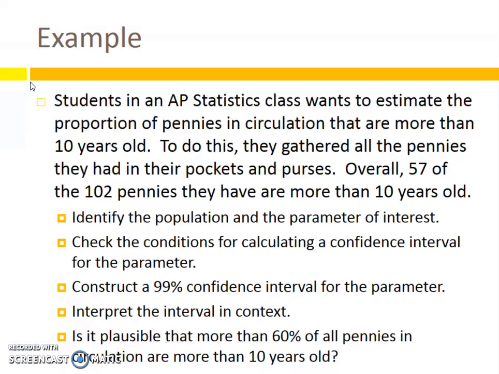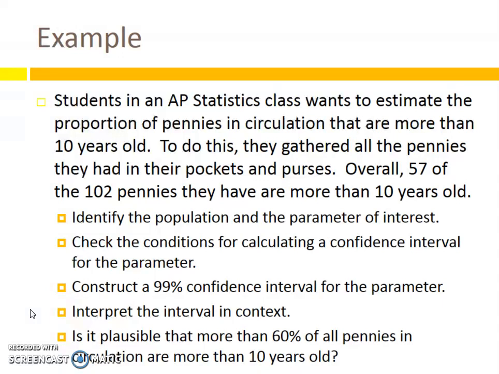So we're talking about pennies. We are going to do a couple things. We're going to identify the population and the parameter of interest, go through the conditions, actually do the calculations, interpret it, and then answer a question about it. These are basically the steps you're going to go through without them having to prompt you. So we're just kind of taking it slow to begin with.